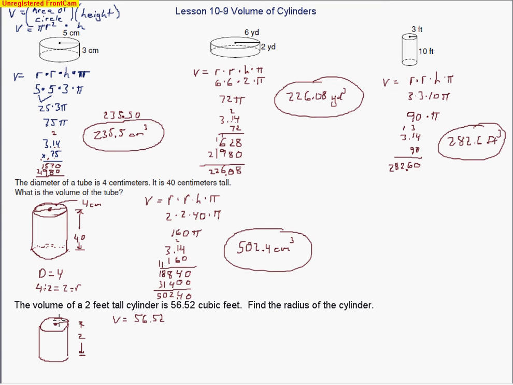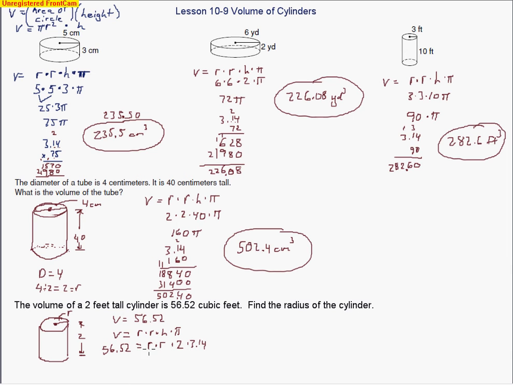Find the radius. And so typically our formula goes this way. It goes volume equals R times R times H times pi. Well, we don't know what the radius is, so let's go ahead and substitute what we do know. In place of V this time, we get to put 56.52. And then we don't know what the radius is, so let's just write radius times radius. We can leave it like that. Times H, which is 2, times pi, which is 3.14, we'll say.